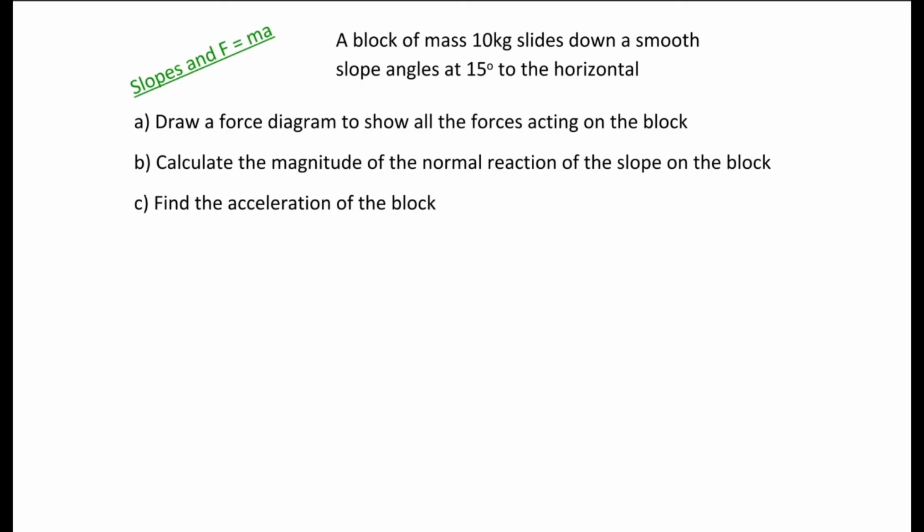Okay, let's go through a brief example introducing particles on a slope. First of all, we've got a block of mass 10 kilogram sliding down a smooth slope. Smooth slope means there's no friction to worry about, either like air resistance or friction due to the ground and the particle. The angle is 15 degrees to the horizontal.